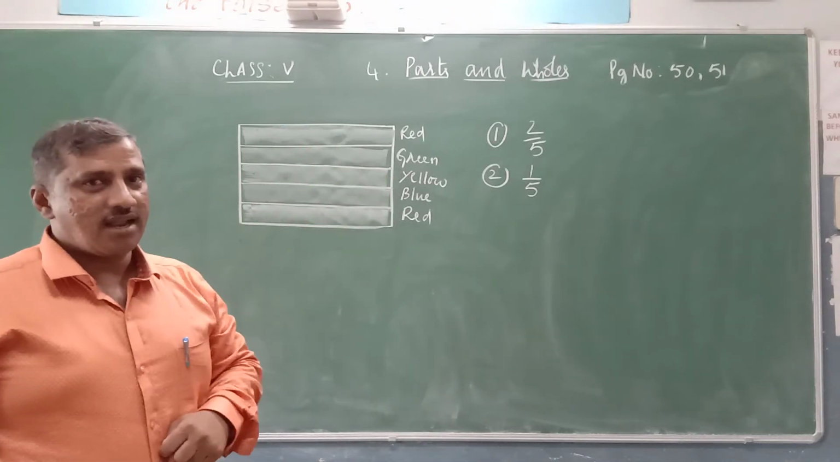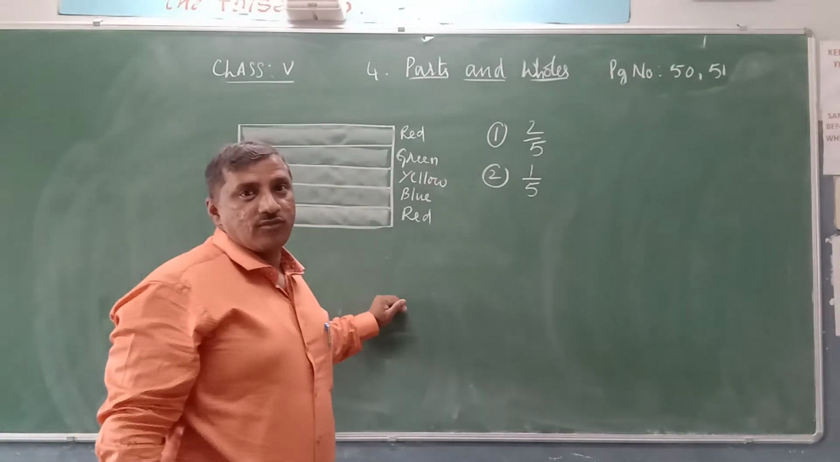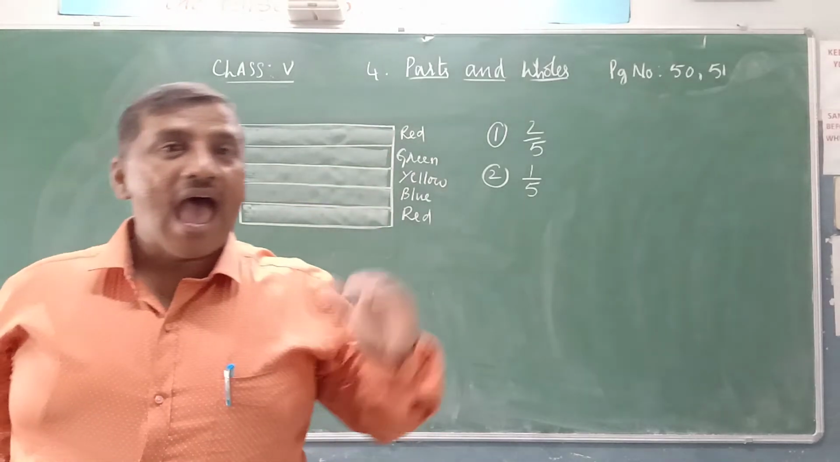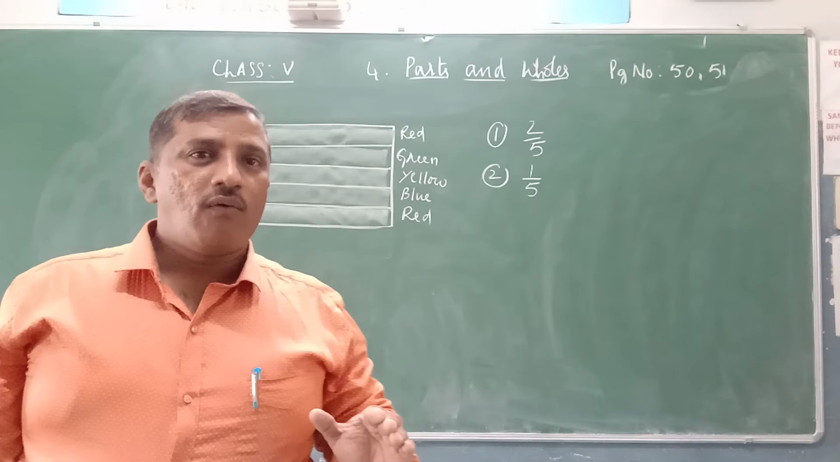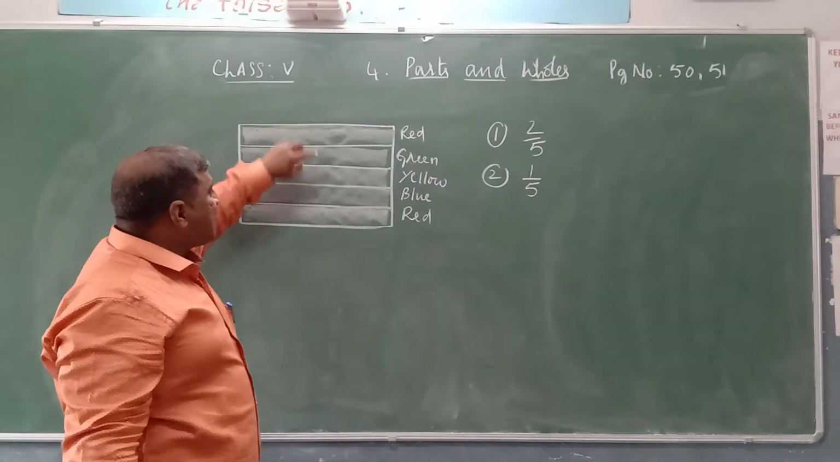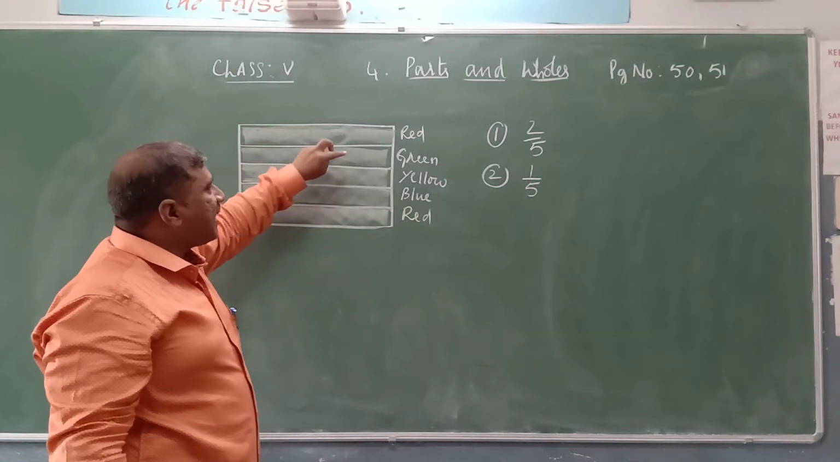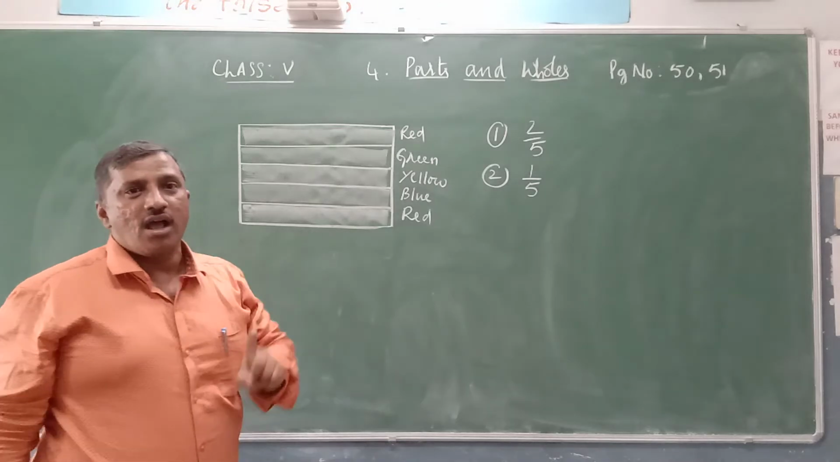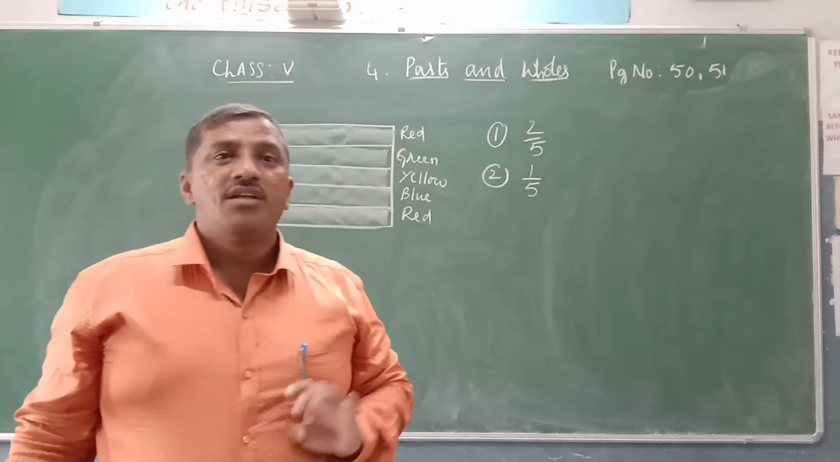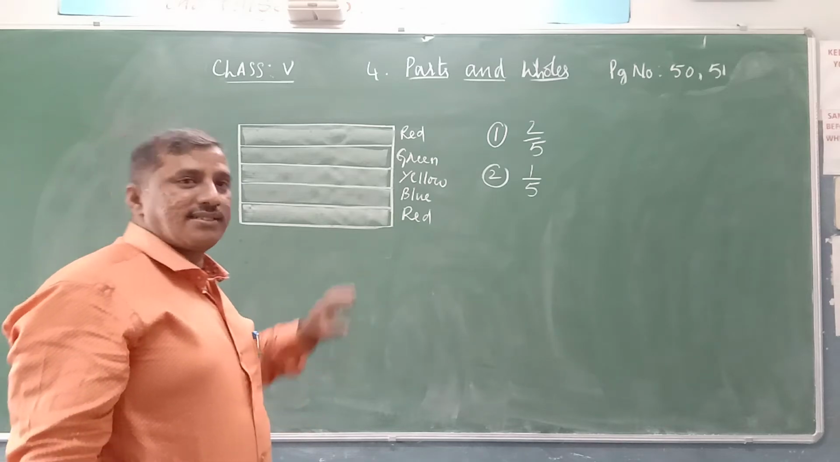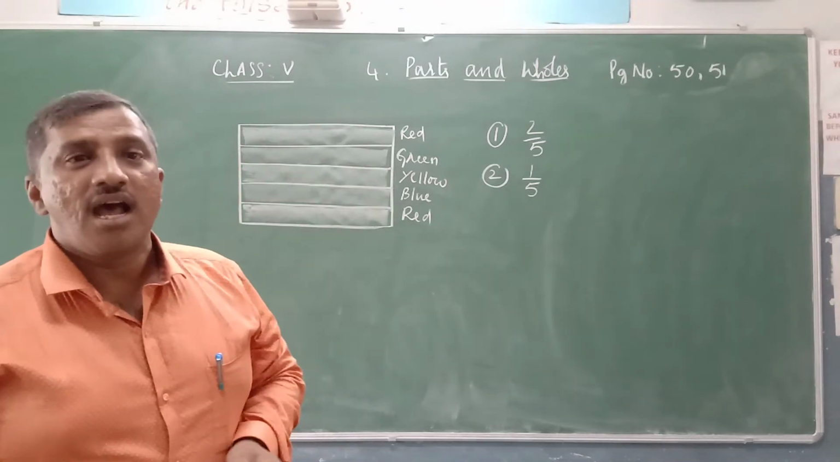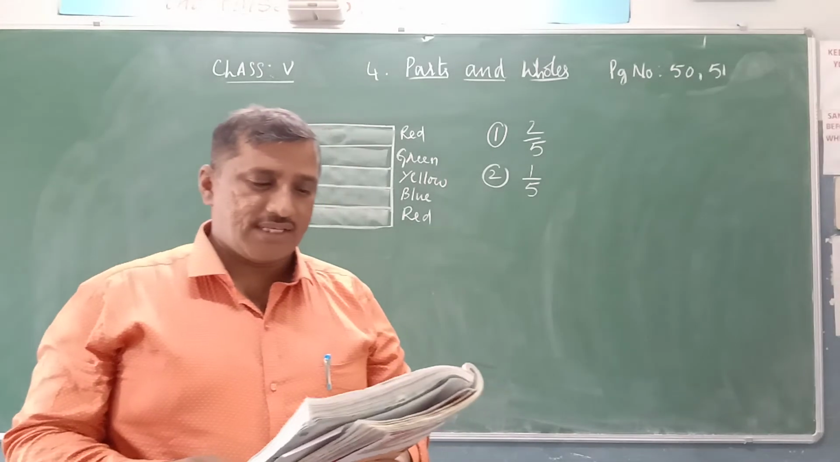Now a question: Do all colors have equal parts? No. Why? Because red has 2 parts. The remaining green, yellow, and blue are 1 part each. So all the 4 colors do not have equal parts. Like this, you can frame questions and answer them.